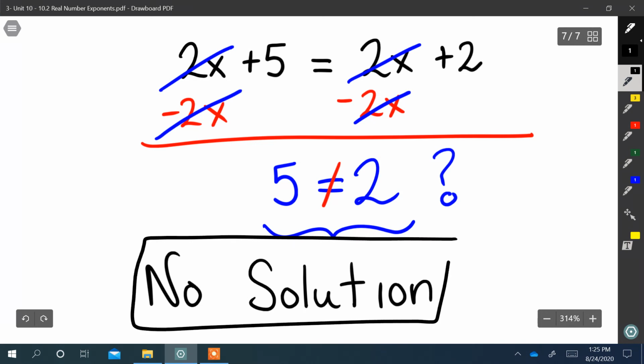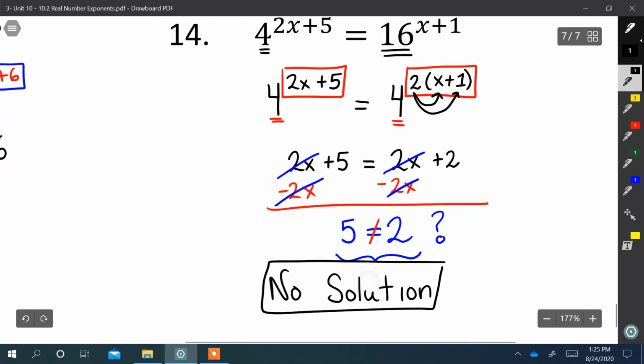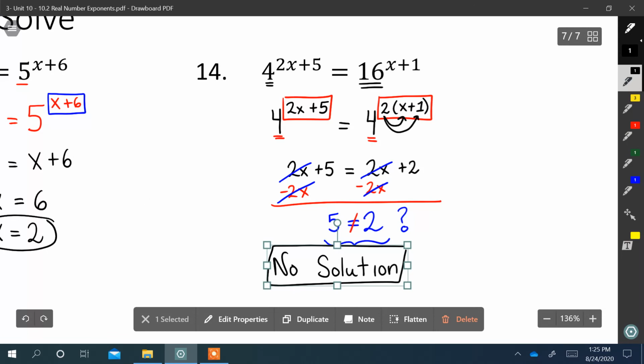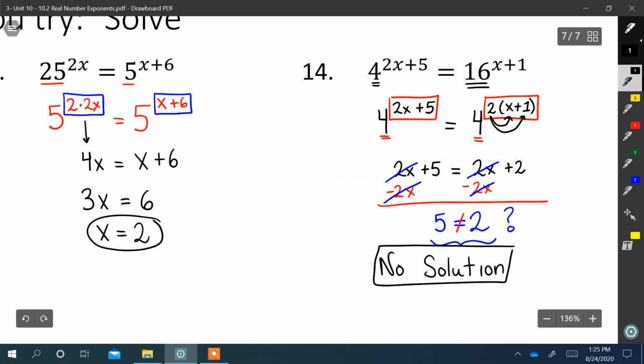Because when we were solving this, we couldn't actually find a solution to this. As simple as that, guys. So there will be problems, when you're working on this, where there is absolutely no solution, which is fine as well.